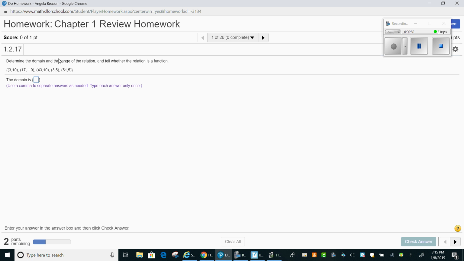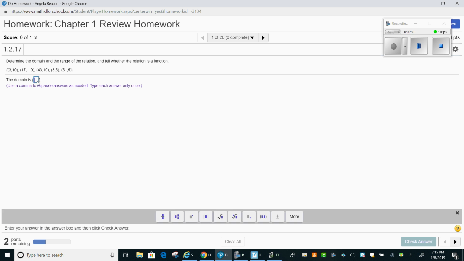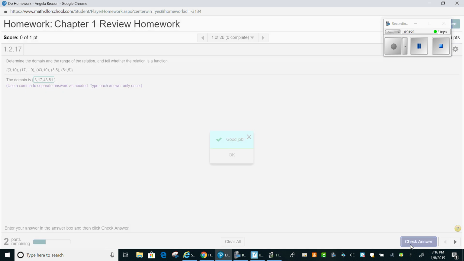It says to determine the domain and the range of the relation and tell whether the relation is a function. The first asks what the domain is, and they go ahead and open up these brackets, so no need for me to do that. It says use a comma to separate answers as needed. Type each answer only once. So the domain will be the x values. I'm going to put 3, and then a comma. 17 would be an x value. 43 would be an x value. There's no need for me to put 3 again, even though it's written here. And then 51. I'm going to check that answer, and it tells me I got it correct.